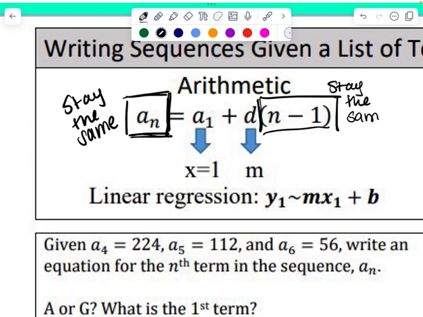Kind of like when we had y equals your mx plus b, the numbers that we changed was the m and the b, but we left the y and the x there. So a1, that's my first term, where x is equal to 1. And then that difference is how much are you adding in or how much are you subtracting. And that, if you want a trick to find it, it should be your m. When you think about y1 squiggly mx1 plus b, that's going to be the same thing as m.